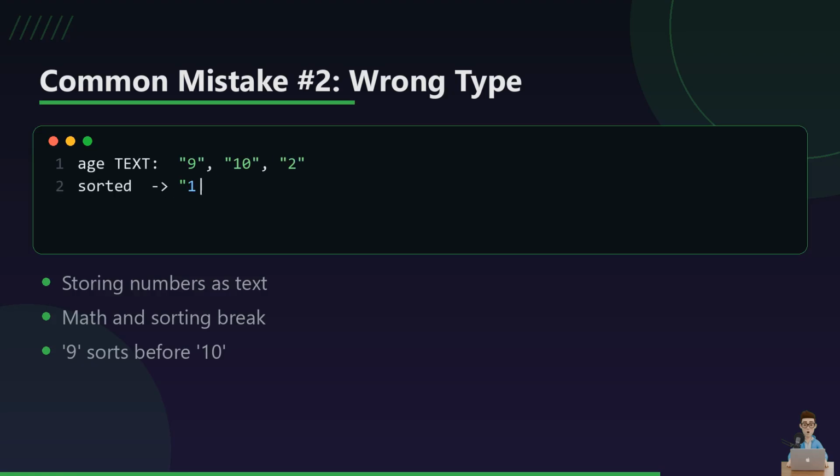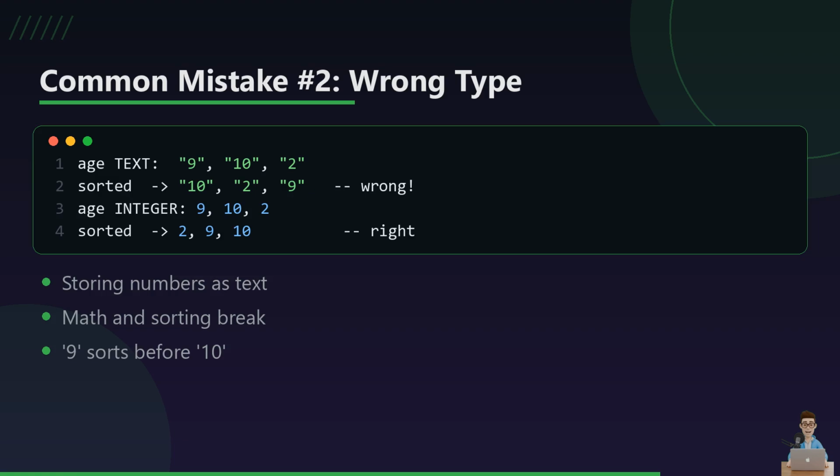Another classic slip is putting numbers into a text column. When you sort text, the database compares character by character, so 10 lands before 2, which looks completely broken. Pick the right type up front and sorting and math just work. In short, store numbers as numbers, not as words.